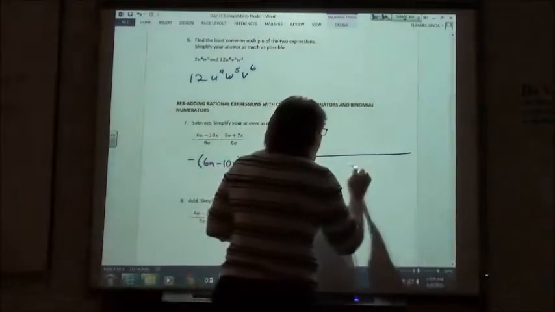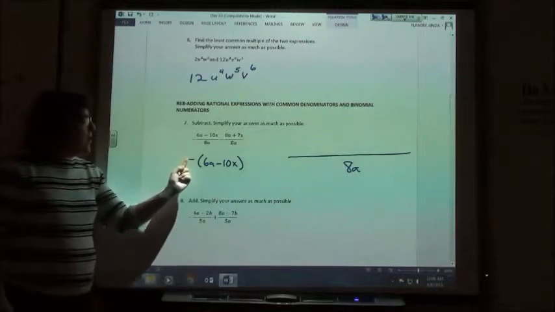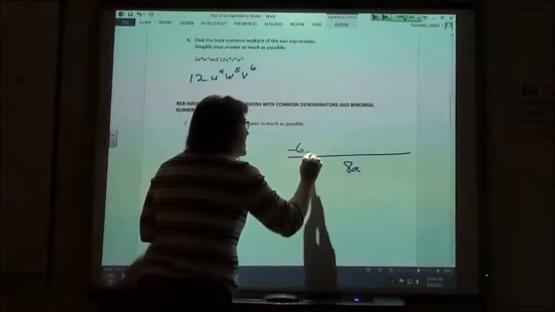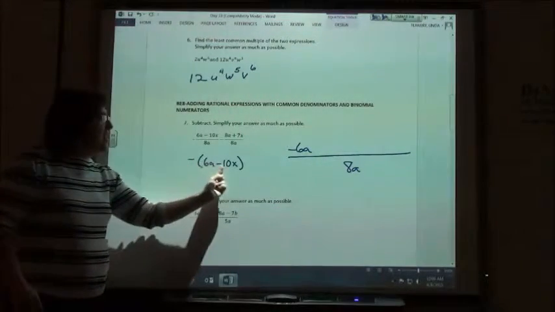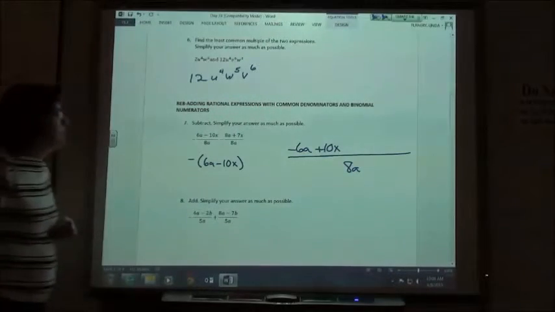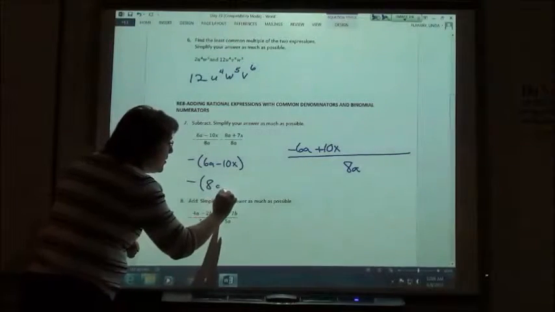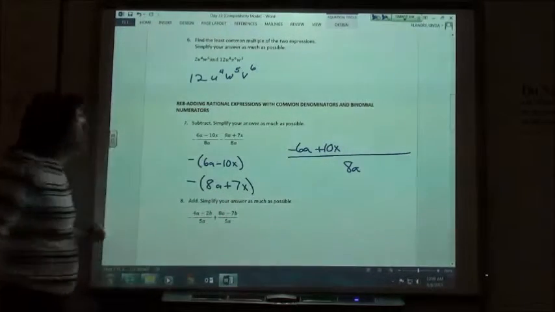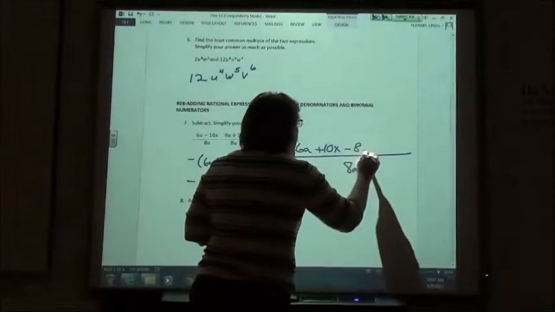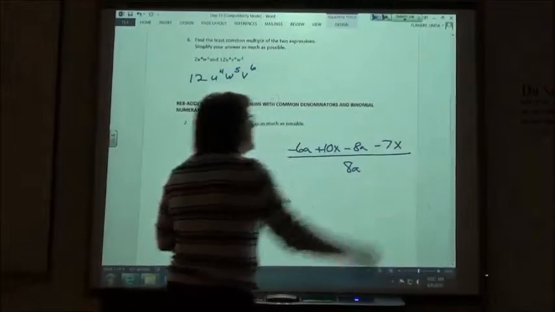So I'm going to write one big fraction because my common denominator is 8a. Distributing my negative here, a negative and a positive is going to make that a negative 6a. A negative and a negative is going to make that a positive 10x. Same thing here, that one has a negative in front. I want to think about it like I have parentheses around the top of that fraction. And so a negative and a positive is going to make that a negative 8a. And then a negative and a positive is going to make that a negative 7x.